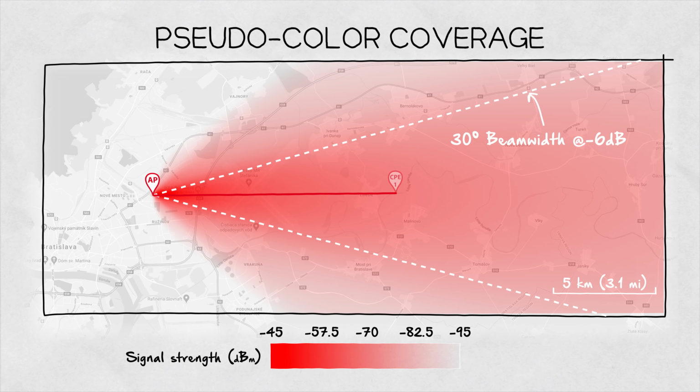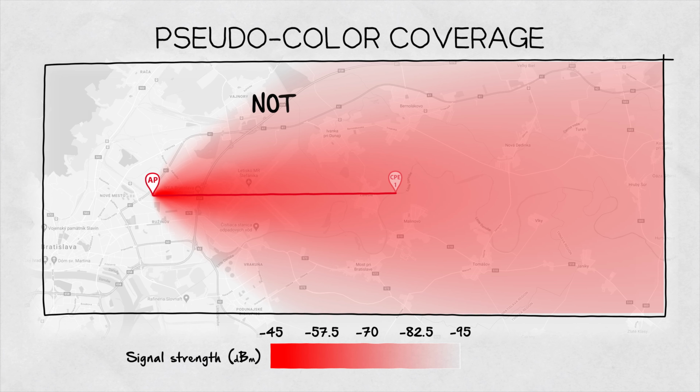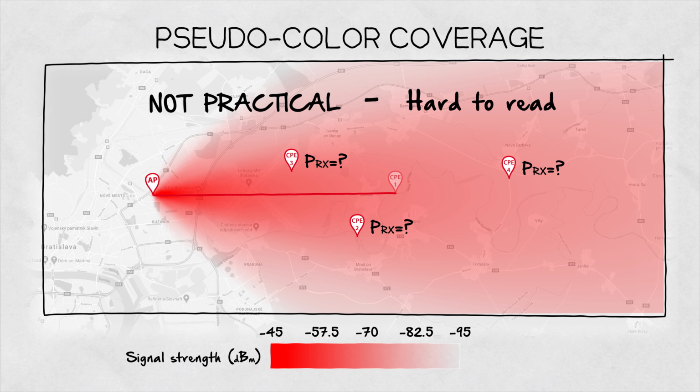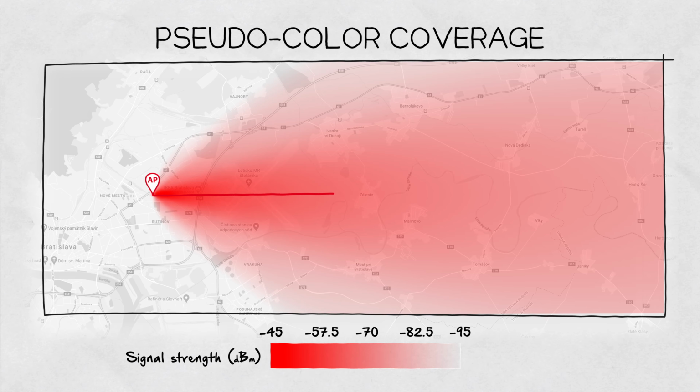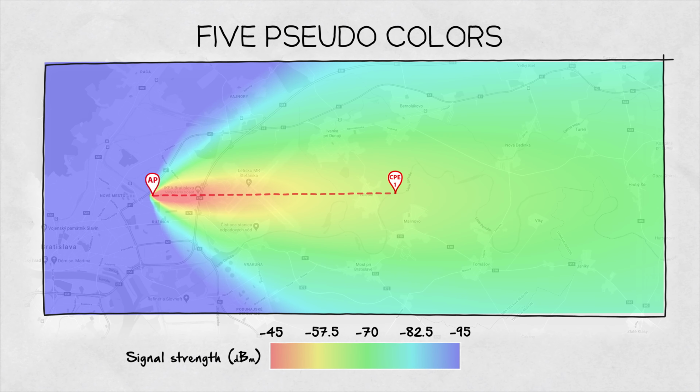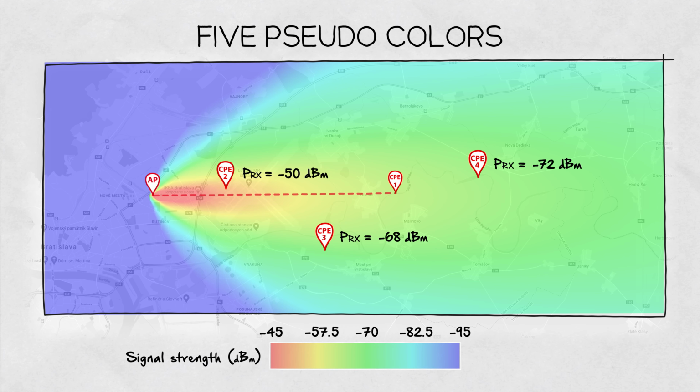While this visualization is the closest thing to reality, it is not practical. With no clear coverage edges and increasing transparency of one color, it is hard to read precise values of the signal strength directly from the image. We can improve this by using multiple colors. This is the same image, but using 5 colors. Now, it is way easier to quickly estimate the RSSI level at any point.